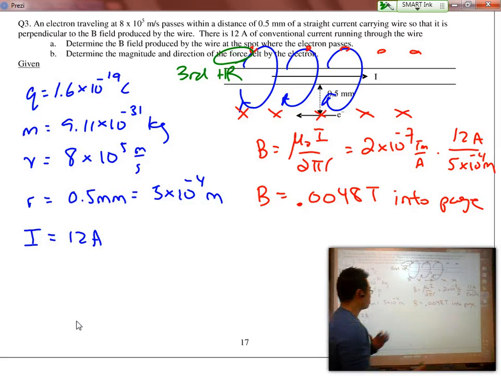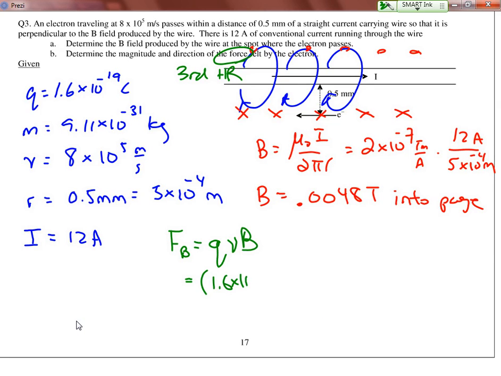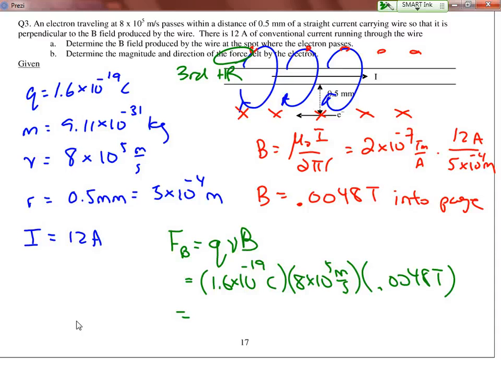Okay, and it involves the formula F_B equals qvB. In this case, the charge is 1.6 times 10 to the negative 19 coulombs, times the velocity of 8 times 10 to the 5th meters per second, times our magnetic field that we solved for, 0.0048 Teslas, which equals 6.144 times 10 to the negative 16 newtons.